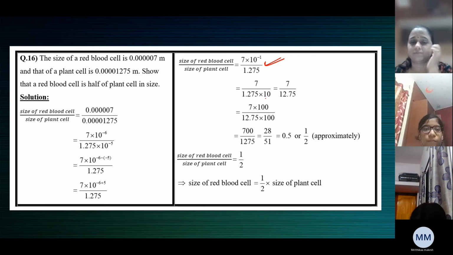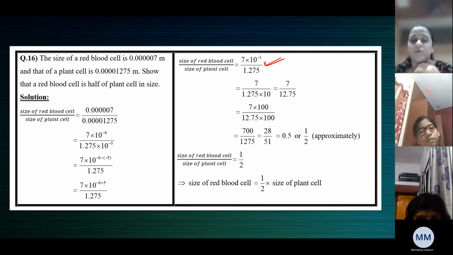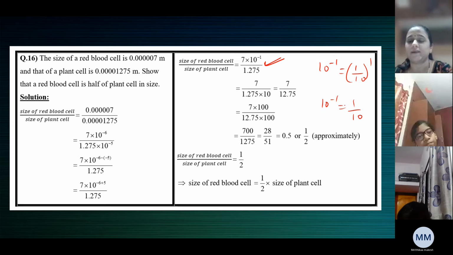Then this step. Ma'am, this step I am also having a doubt, ma'am. Okay. So 10 is raised to the power minus 1. How do you make the power positive? Reciprocal of the base, 1 by 10. Negative of the power, 1. So 10 to the power minus 1 is nothing but 1 by 10. 1 by 10 meaning it comes to the denominator.